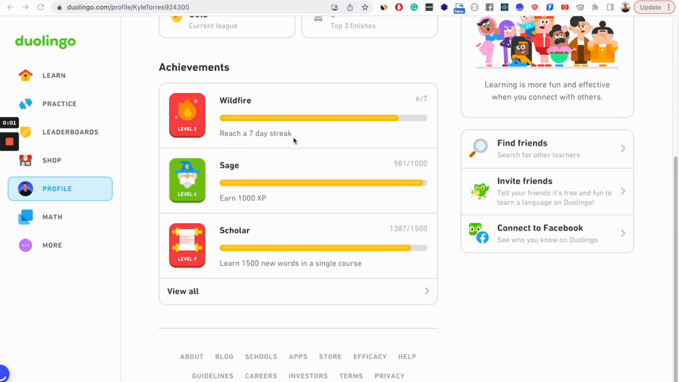The second thing is the rewards and achievement systems. So the product does this in two ways.